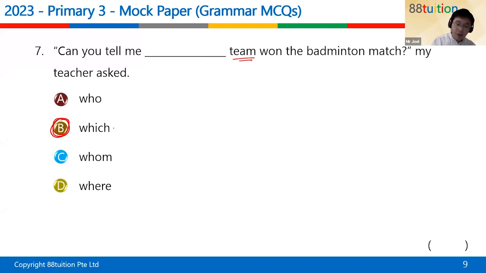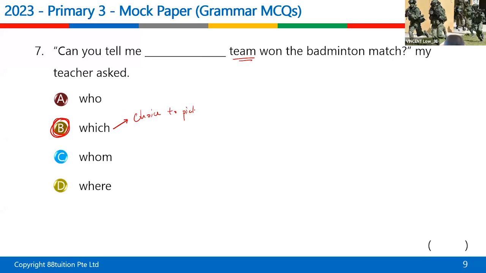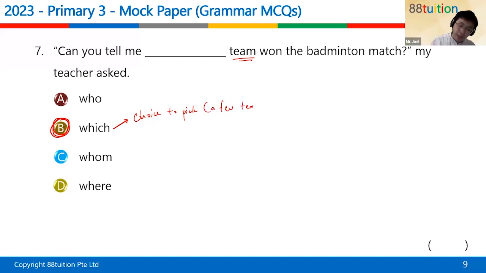Okay, when we use which over here, we have a choice, all right, to pick. So which means you have to pick from a few teams over here, right? Tell me which team. All right, so that's how we use which. All right, so the answer here is B. This is different from what. Okay, what is very open-ended. Which is telling you there's a limited number of choices.